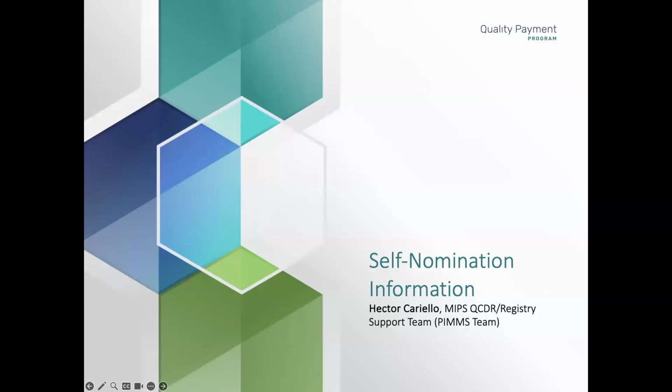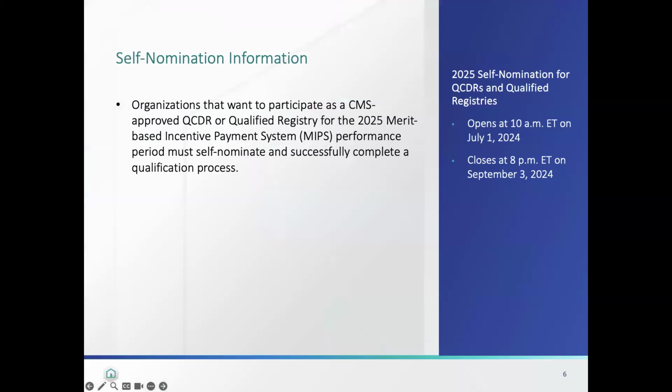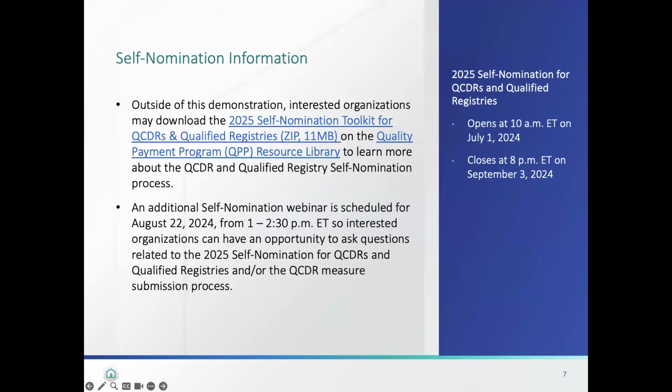Thanks, Dr. McGuire. Like Dr. McGuire said, I'll go over some self-nomination information. Organizations that want to participate as a CMS approved QCDR or Qualified Registry for the 2025 MIPS performance period must self-nominate and successfully complete a qualification process. Eligible clinicians, groups, virtual groups, subgroups, and APM entities that want to report the 2025 MIPS performance period via the QCDR or Qualified Registry reporting mechanism don't need to nominate themselves. Only intermediaries that want to participate and who meet the requirements of the QCDR or Qualified Registry need to complete the self-nomination form. As noted on the right side of the slide and of other slides during this presentation, the 2025 self-nomination period opens on July 1st and closes on September 3rd.